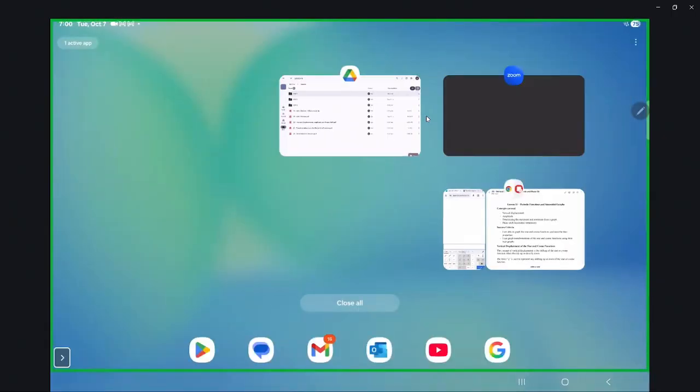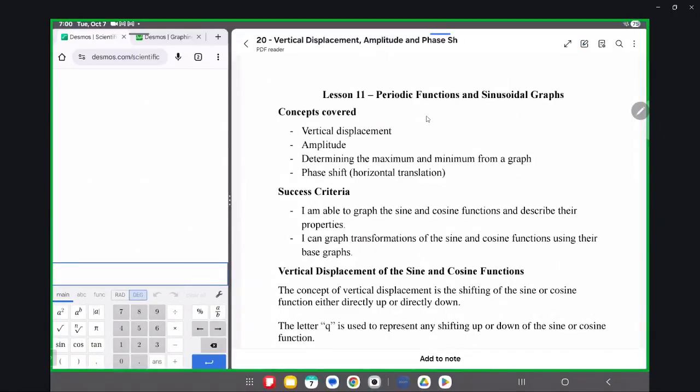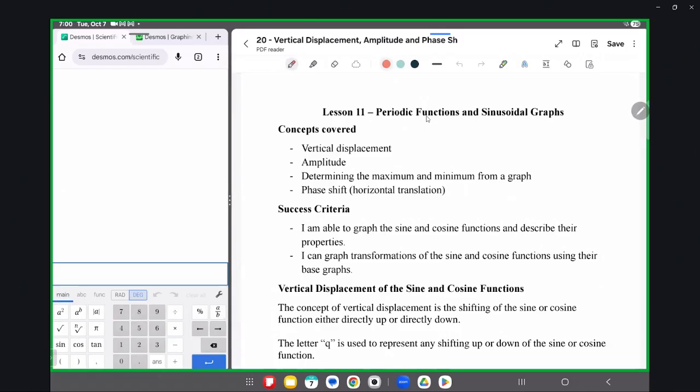Hello, everyone, and welcome back. We are continuing on with our MCT4C course, the Math for College Technology. We are on the start of Unit 3, and this is lesson 11. So we're over halfway done the course.